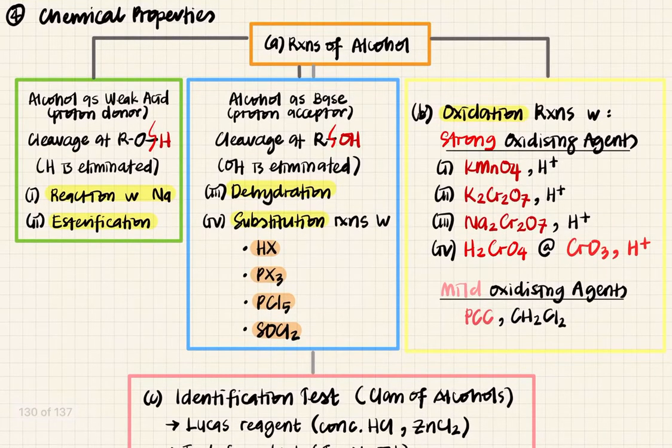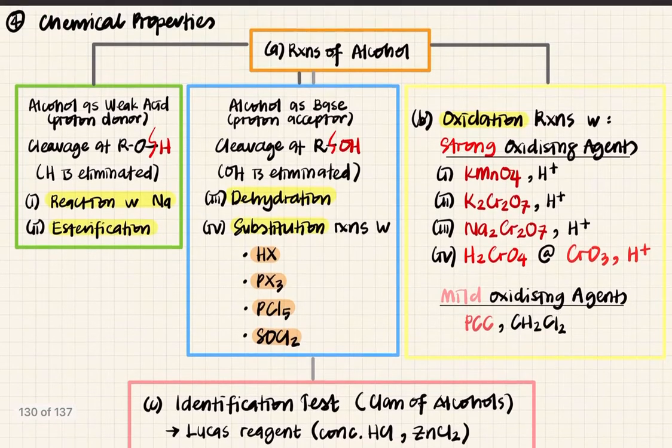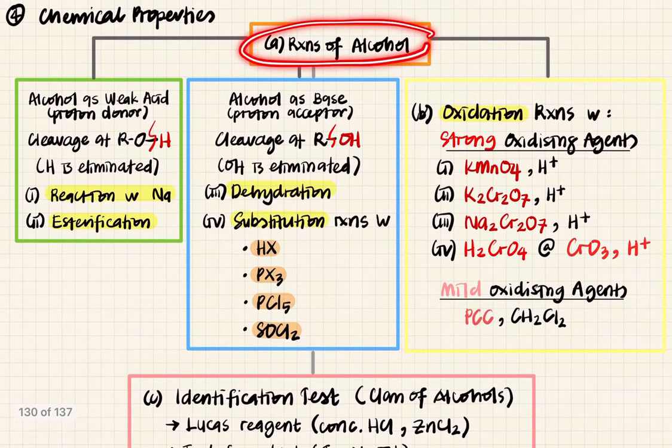Okay guys, so now we are going to go into the nitty-gritty, the main part, which is the chemical properties of your alcohol. So here we have the different reactions your alcohol can go through. This is the reactions of alcohol when your alcohol acts as a weak acid or proton donor. Then there are two types of cleavage. The first type of cleavage is when you cut at the OH bond.